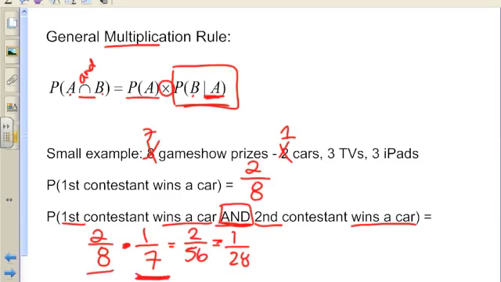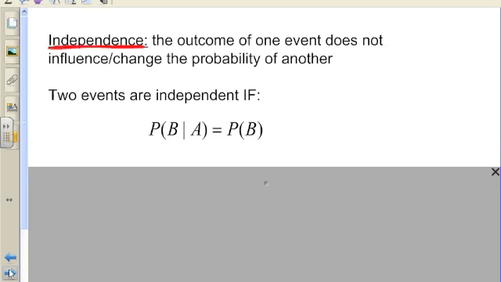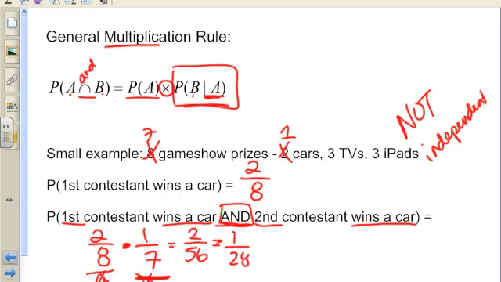That's what I mean. All right, so I told you that we'd take a closer look at independence, because I keep tossing this word around. It might be driving us crazy. Independence: the outcome of one event does not influence or change the probability of another. This that we just looked at is a great example of not independent. Why? Because person number 1 winning the car changed the probability for person 2. Independent would be if that didn't happen. If I had a cool game show where I kept restocking the prizes, so you always had a 2 out of 8 chance of winning a car.